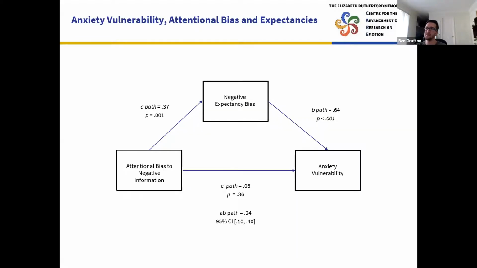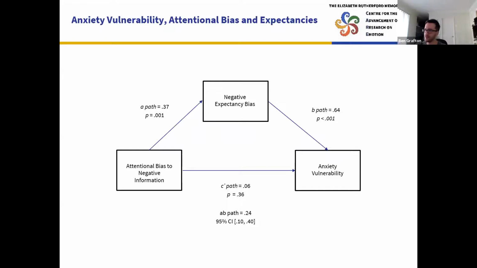And what we found in this study was that attentional bias to negative information was related to negative expectancies. Negative expectancies related to anxiety vulnerability. Attention was also related to anxiety vulnerability, but importantly, we got evidence of mediation such that attentional bias was driving the expectancies, which were in turn driving anxiety vulnerability. That is now an area of research that we're extending upon. And that was one of the first talking head versions we've done.